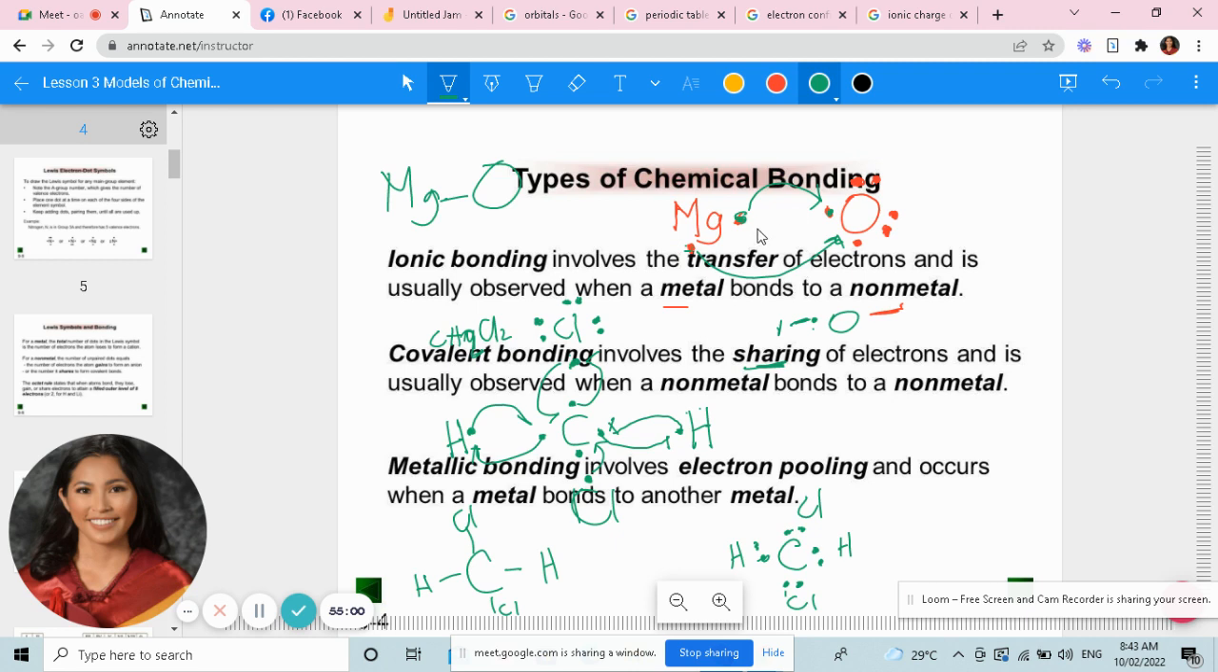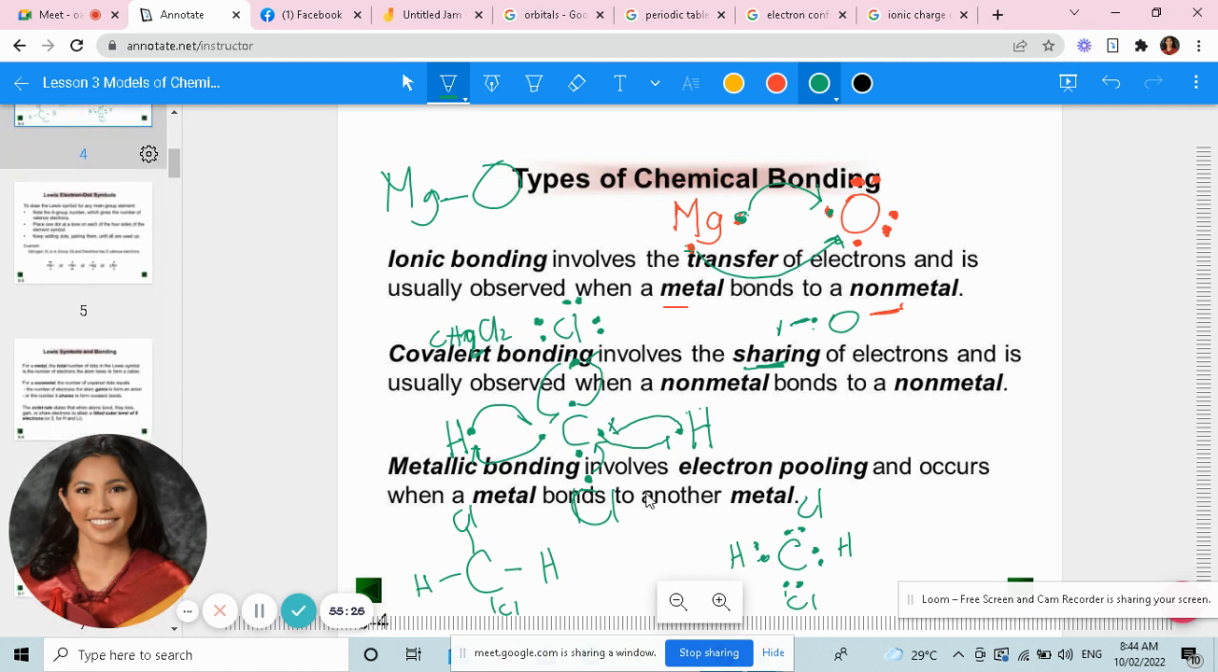Instead of transferring, it is being shared. Like in this one, this electron is transferred. Look at the arrow, it goes to the oxygen, and then we have here two oxygen. Unlike in this, look at the arrow, it is being shared. So we have covalent bonding.